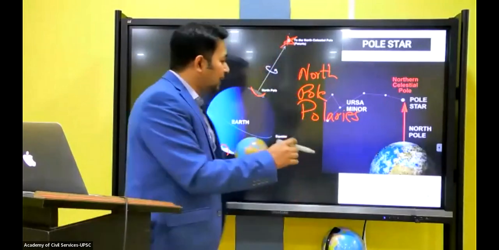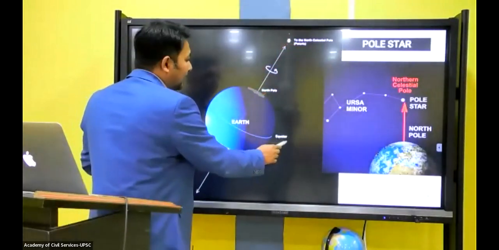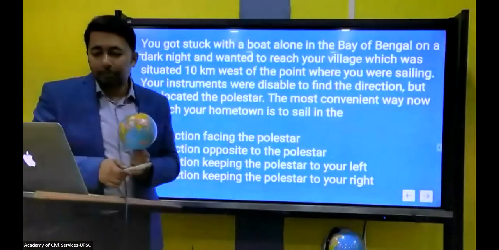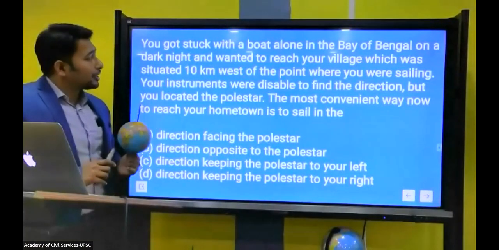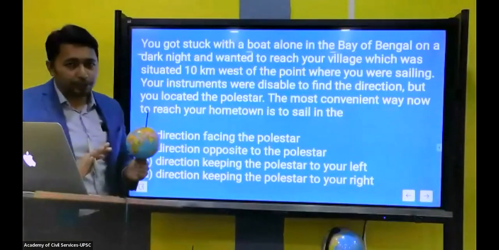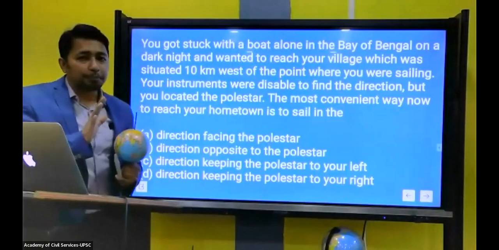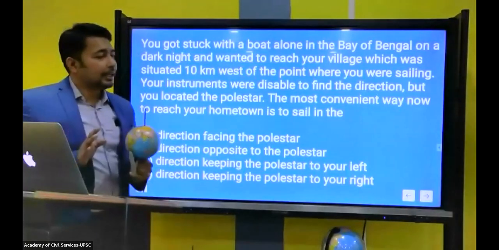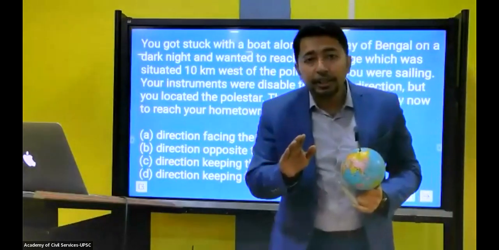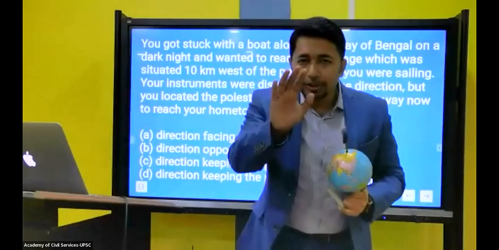Now, since you have understood which is left and which is right, I'm going to give you a UPSC question. Can you solve this particular question? Can you let me know if you are able to read it properly? Let me explain this question for the students who are not able to read it properly or understand it. Imagine wherever you are sitting, you are sitting and watching me.